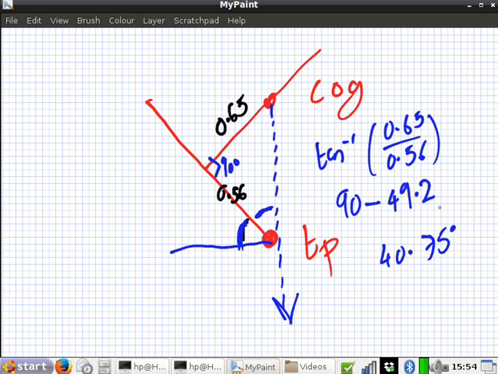90 minus 49.2 is how I got the 40.75. Because, Saeed, this angle here, that's the 49.2, but I want that angle, the other half. What about the 0.65? It's given in the question. It's in the question, part 4, the 65 centimeters.